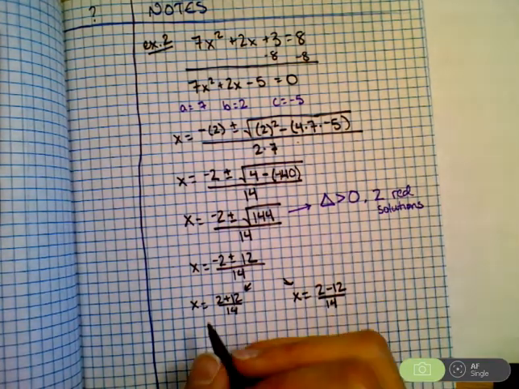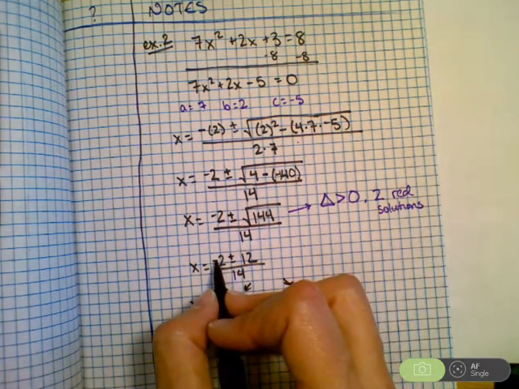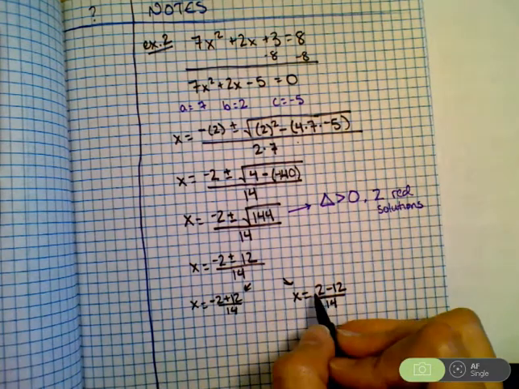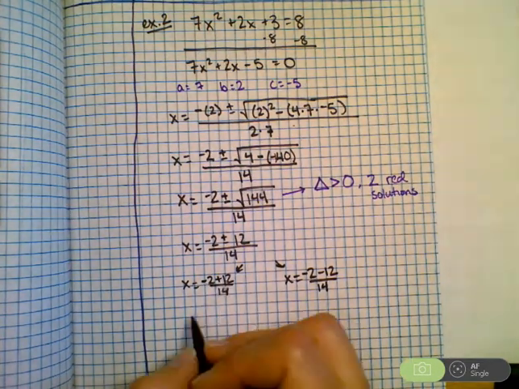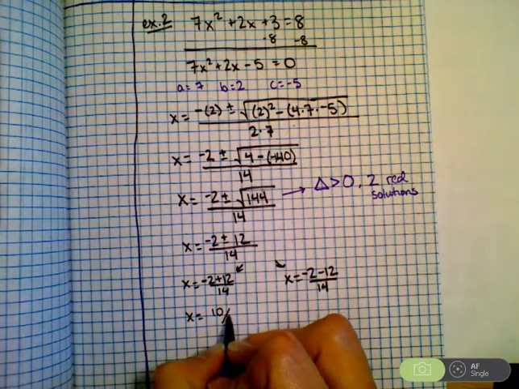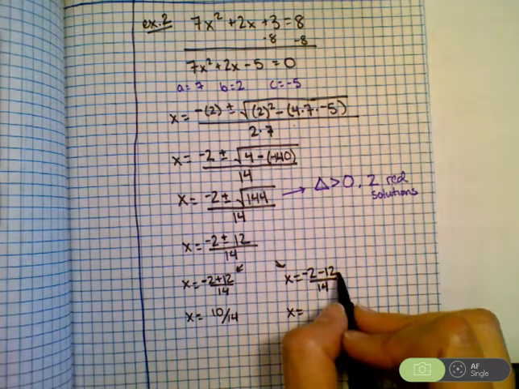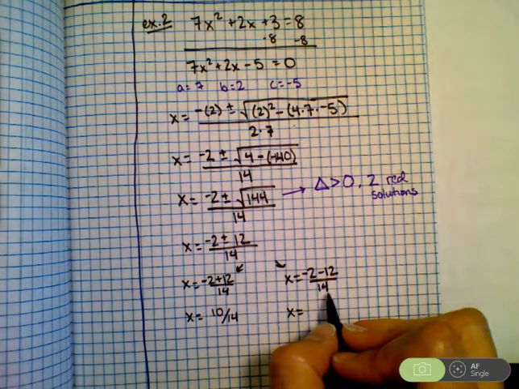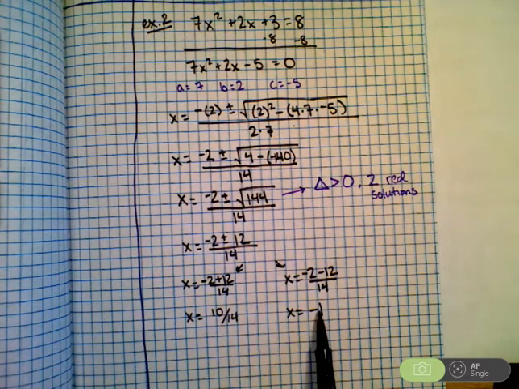Well, 2 plus 12 is 14. Sorry, that was a -2. I caught my own mistake. -2, -2, -2, -2. Whew, that was a close one. -2 plus 12 is 10 over 14. And -2 minus 12 is -14 over 14. But -14 over 14 is -1. So my two real solutions are 10 over 14 and -1.